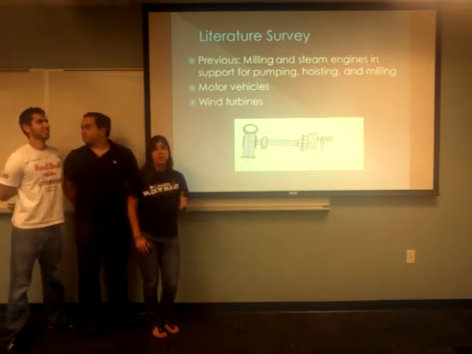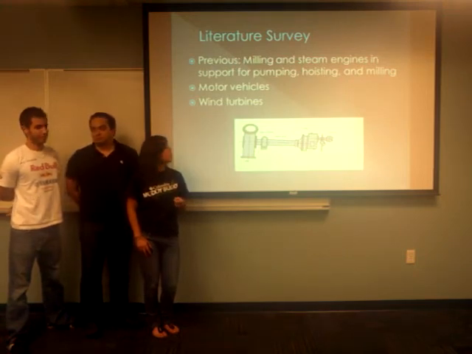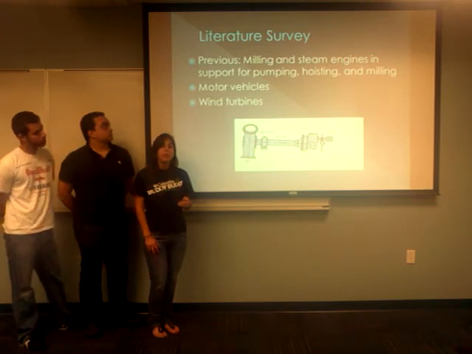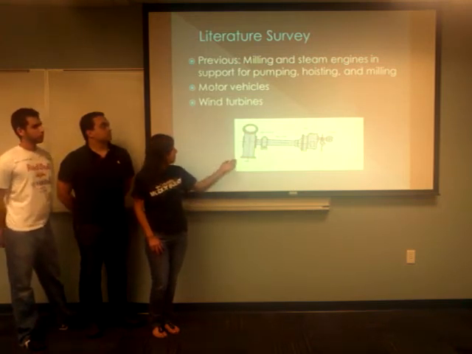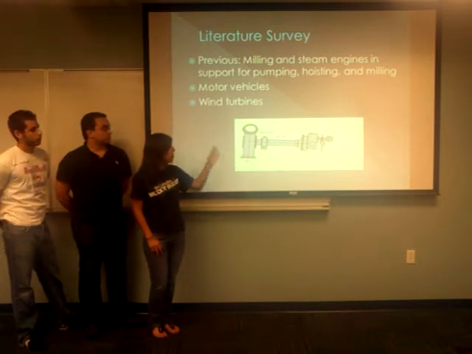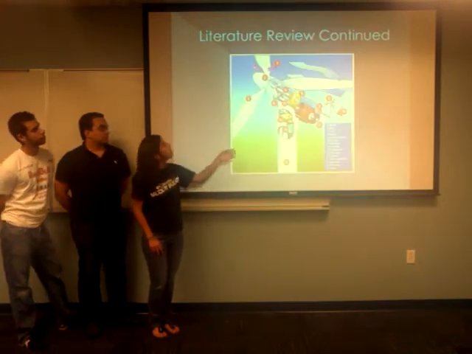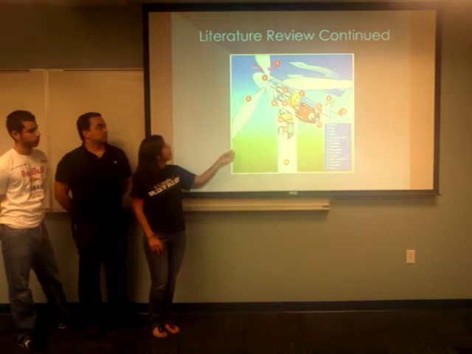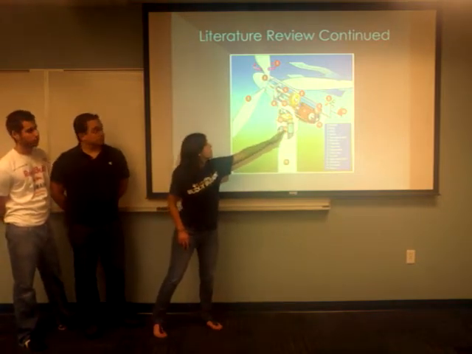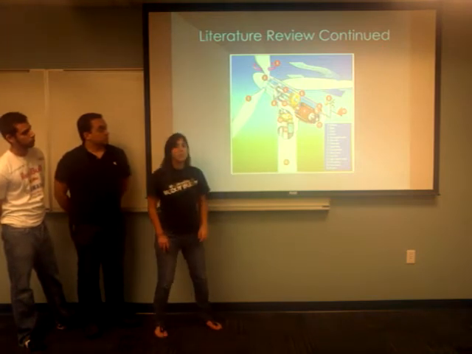The most common implementations are for motor vehicles, and in our case, we're very interested in learning about wind turbines. This is the transmission system for a wind turbine, and it acts as a link between the blades and the generator. This is a more in-depth image in which the whole system can be seen. This is the generator, the blades, and the power transmission system.